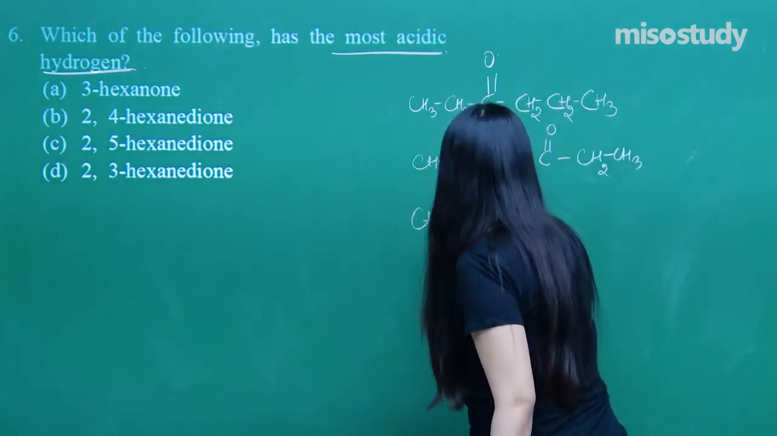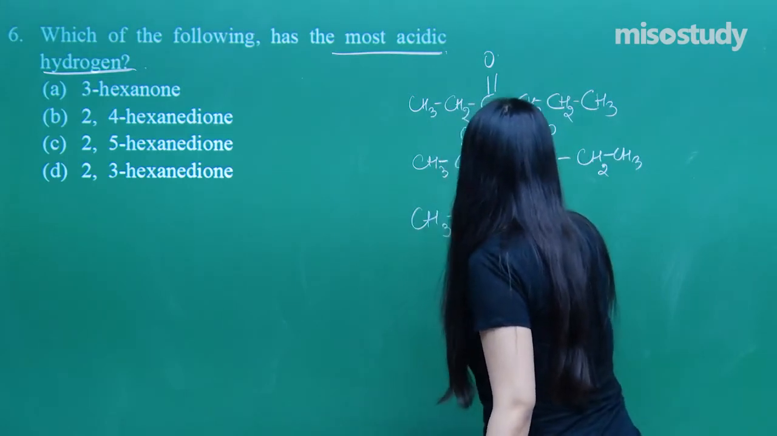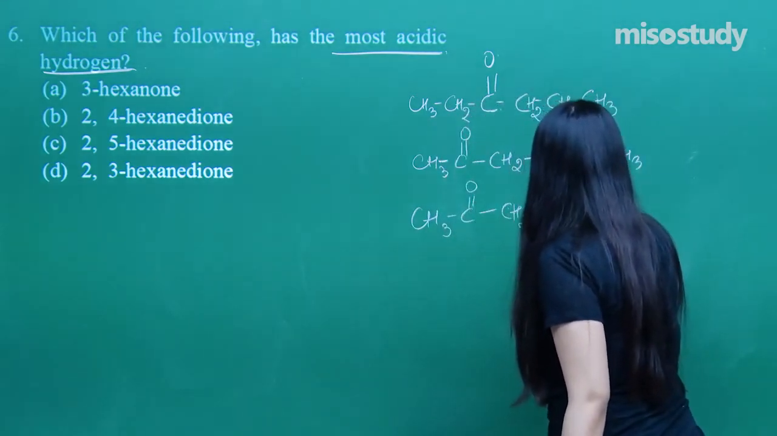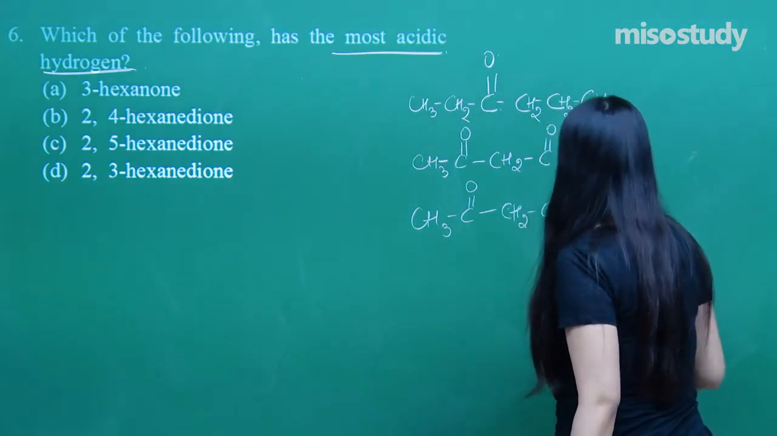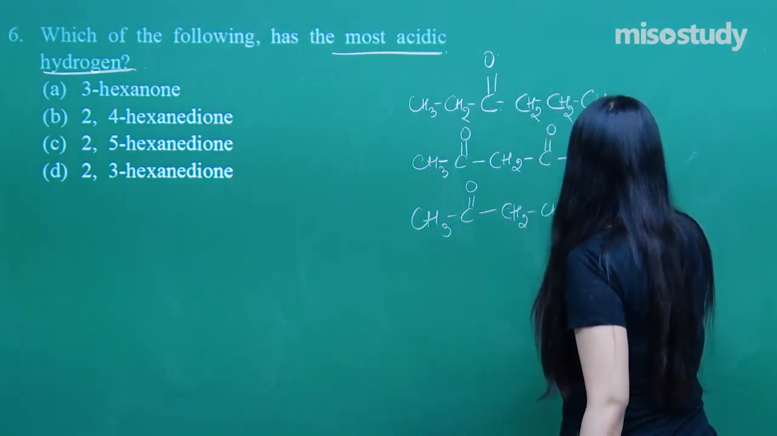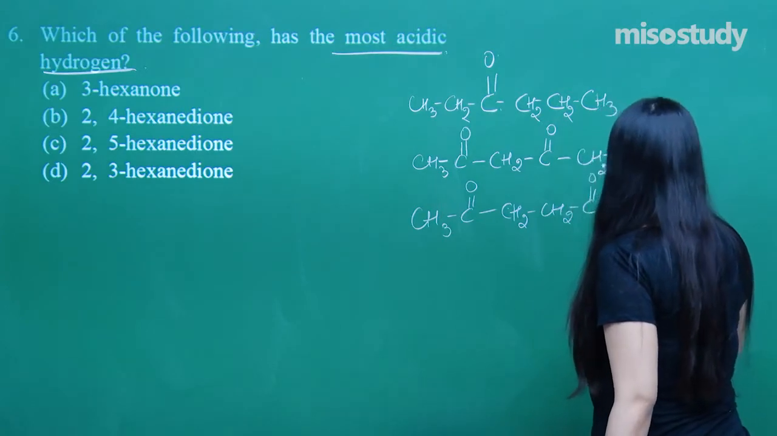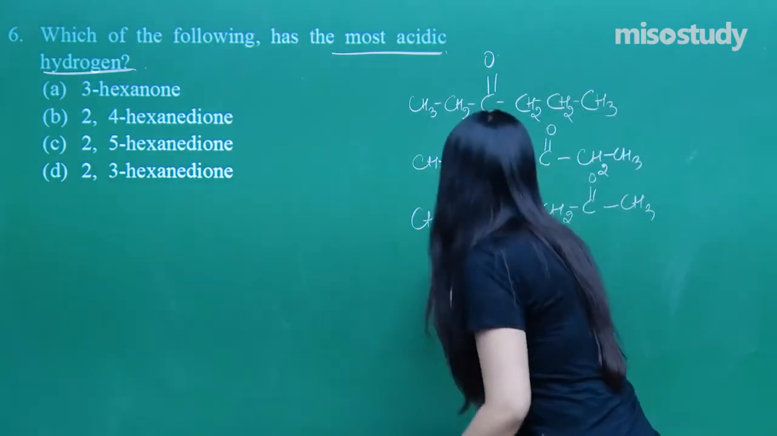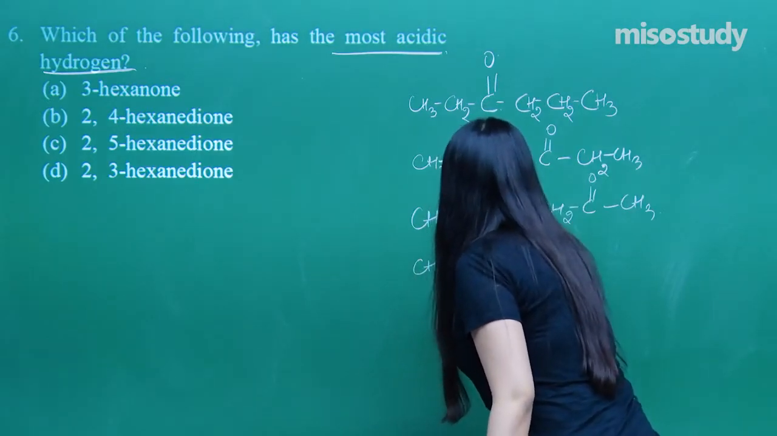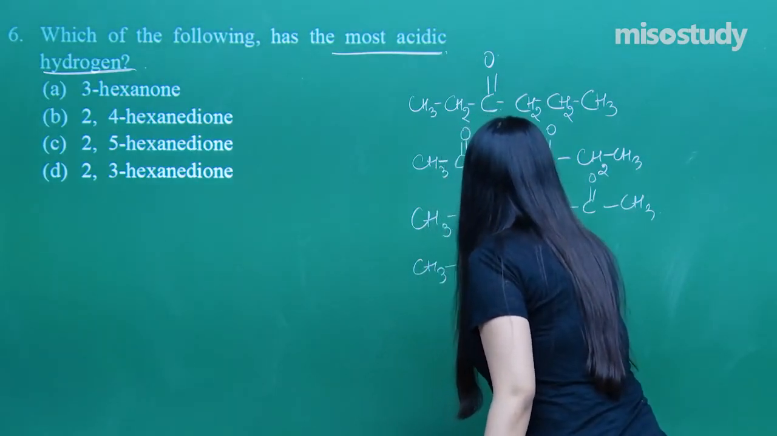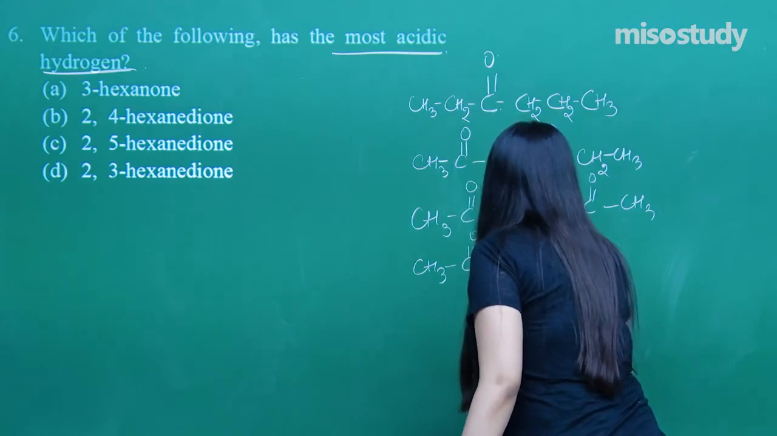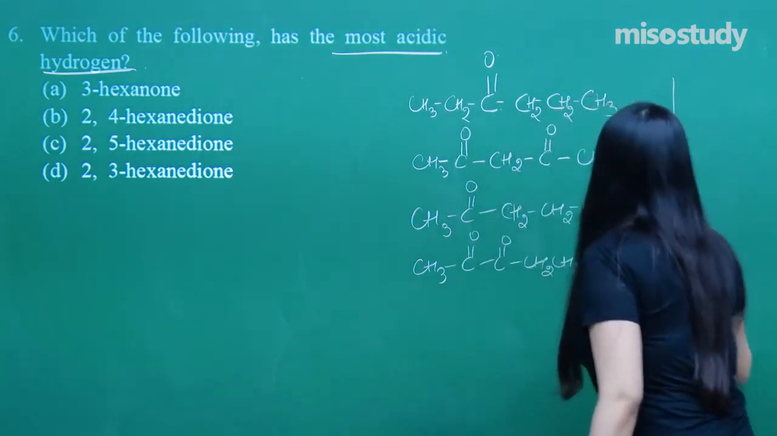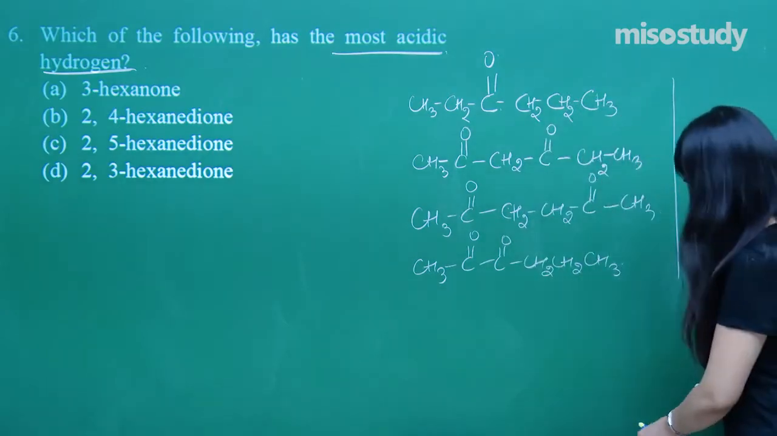I've got 2 again, and this time I've got 5. That means the ketonic group is present on the 5. 1, 2, 3, 4, 5. Now I've got it right. And what is the last option over here? 2, 3. So that is how we are going to make it. I hope you all have got the structures right.